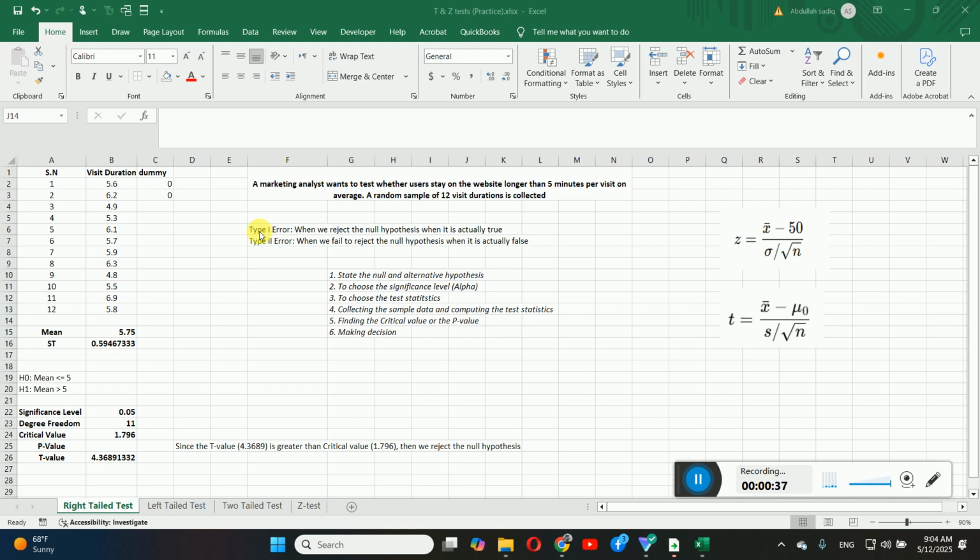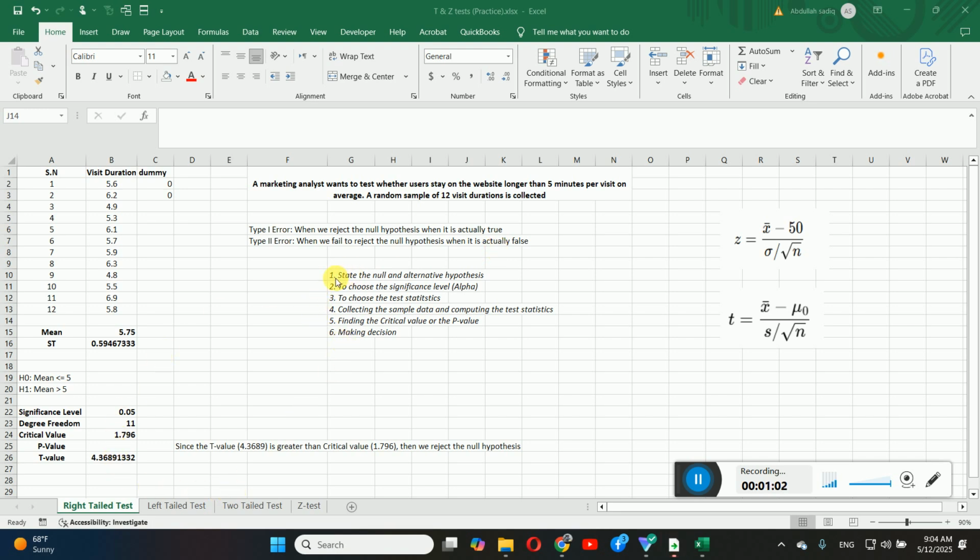Look here, the type 1 error is when we reject the null hypothesis when it's actually true. And the type 2 error is when we fail to reject the null hypothesis when it is actually false. So dear students, keep in mind, when you do hypothesis testing, there are some steps, and you have learned them in all these different scenarios.